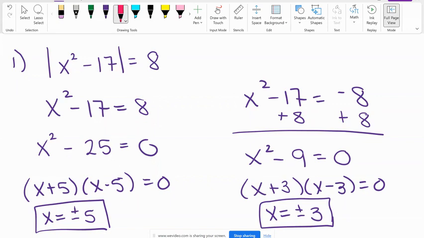If it's 5, no matter what, it's going to be 25, right? Whether it's plus or minus 5. So 25 minus 17, does that work out? Yes. And then the other one is 3, but 3 squared, whether it's plus or minus, is 9. 9 minus 17 is negative 8, but the absolute value of that, it does work out. So yeah, you should be checking them.